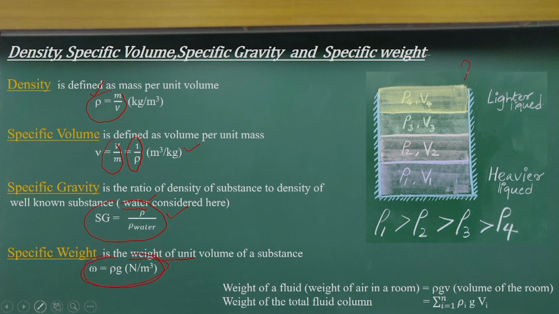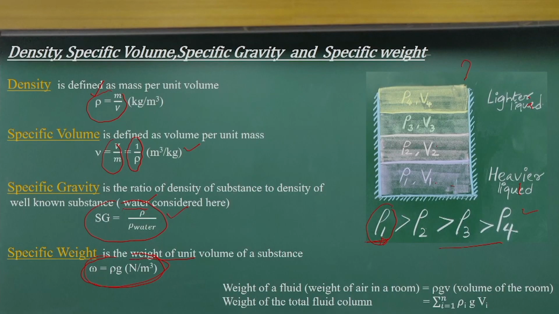Now, if you look at these very simple examples we have given here, there are layers of fluids, which have densities rho 1, rho 2, rho 3 and rho 4, and V1, V2, V3, V4 are the volumes. As you know, you will have the heavier liquid here and the lighter liquid here. That is the basic concept. So, the density rho 1 will be larger than rho 4, as this indicates. So, how much mass of fluid is there?